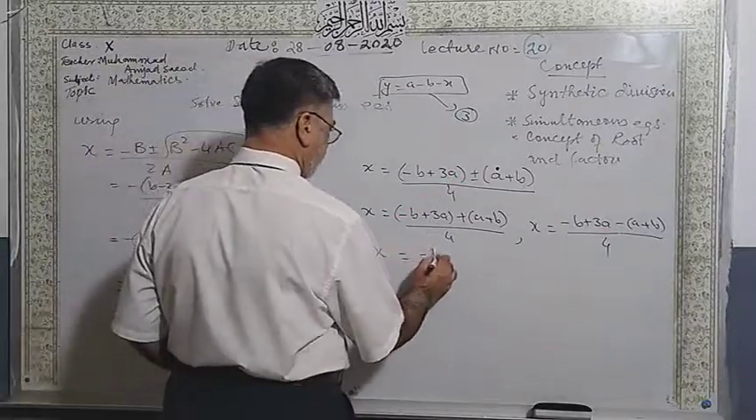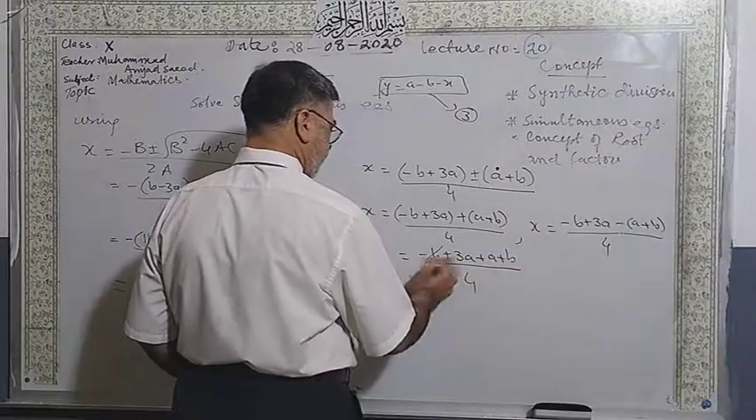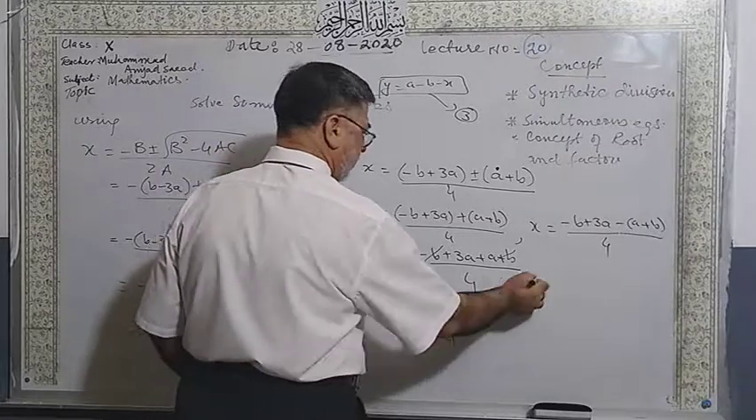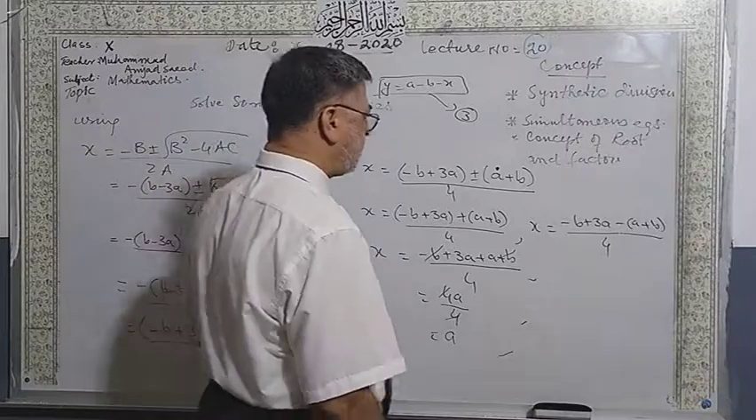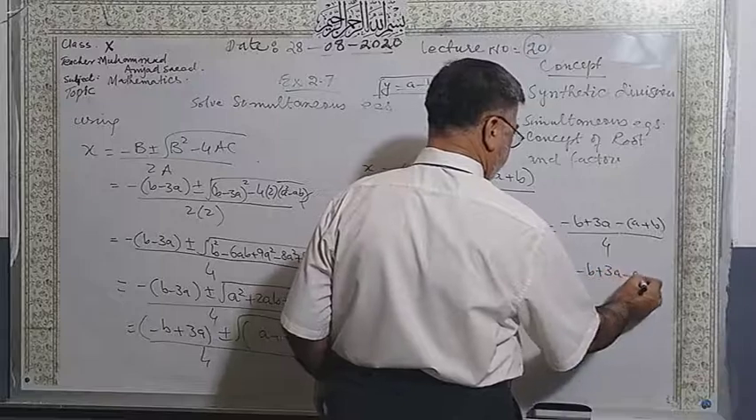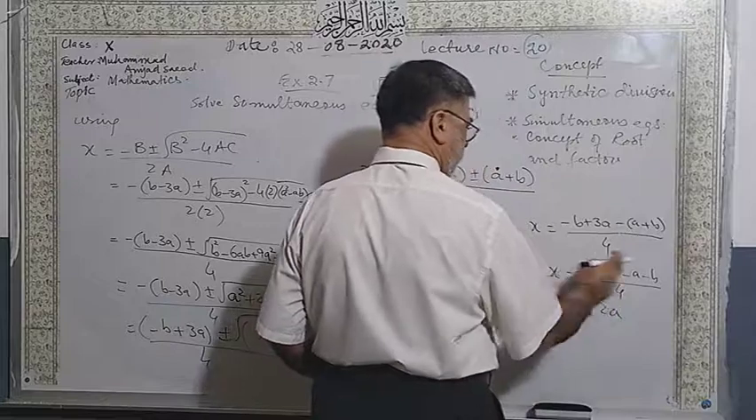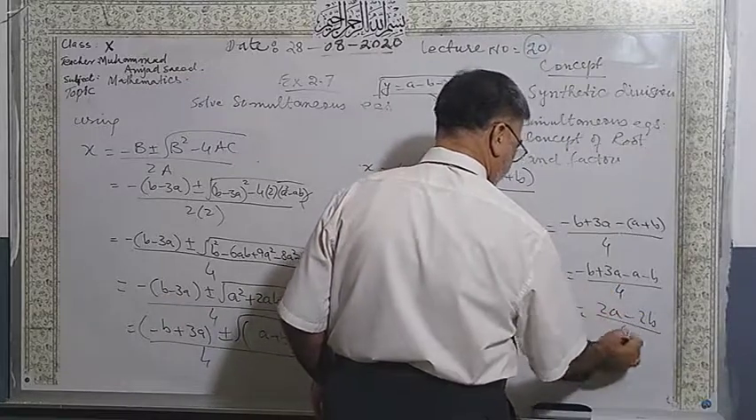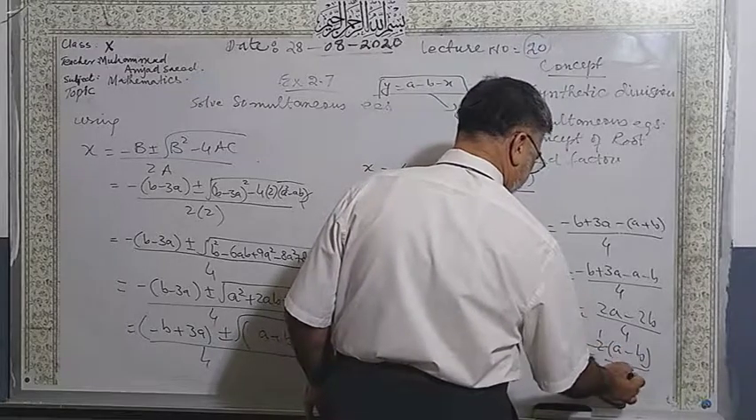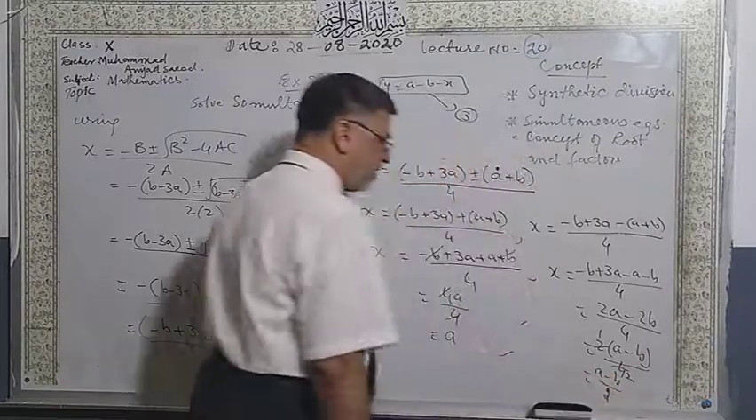Here you can have minus b plus 3a plus a plus b over 4. b cancelled out. This is 4a over 4. 4 cancelled out. We have a. x is equal to a. x is equal to minus b plus 3a minus a minus b over 4. 3a minus a is 2a, minus b minus b is minus 2b over 4, 2 common. a minus b over 4, you can cancel this 4. x is equal to a minus b over 2.